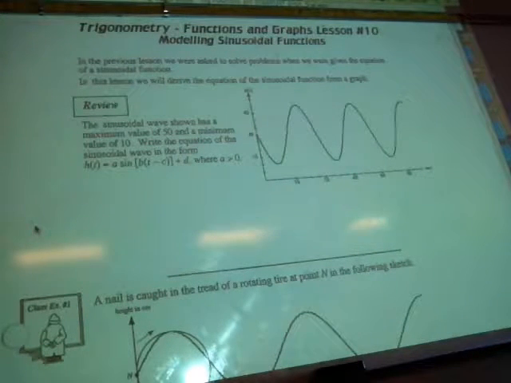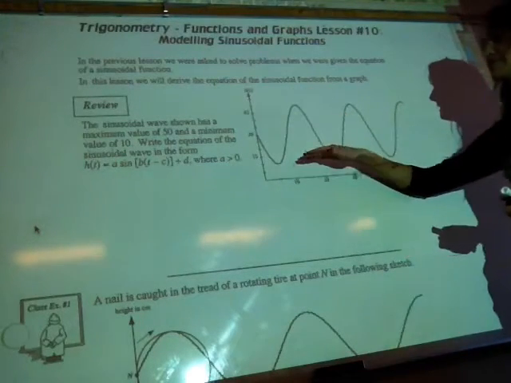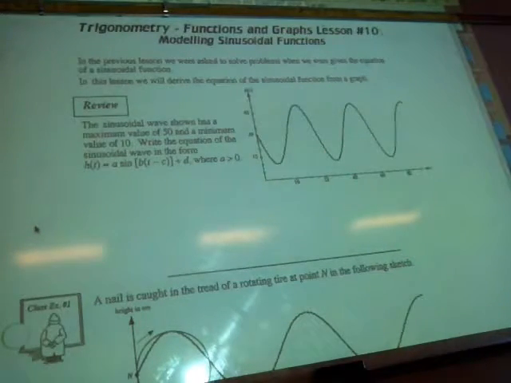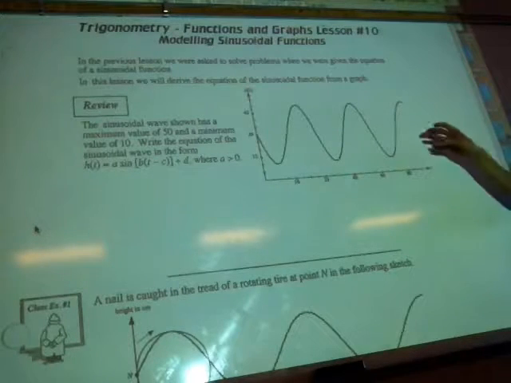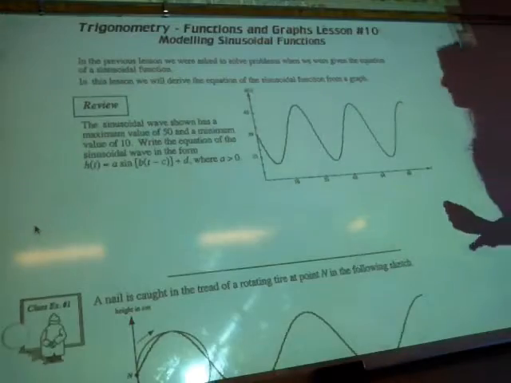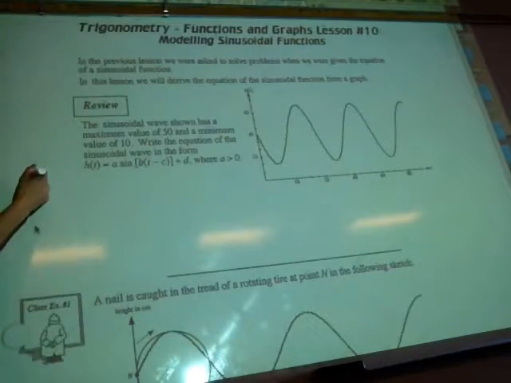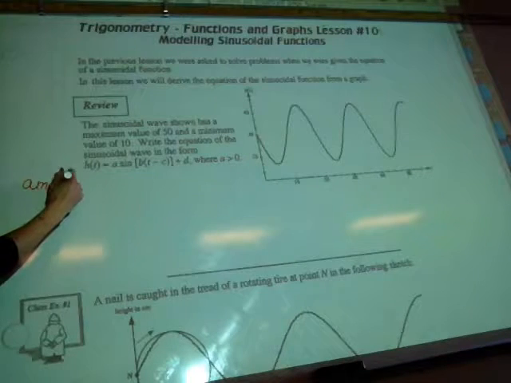Okay guys, we only have a few minutes, so let's do the review. So here we have a sinusoidal wave, and the maximum value is 50, the minimum is 10. We have to figure out what the equation is. This is pretty much review from lessons 7, 8, so hopefully we can do this. First of all, how do I figure out my A? Max minus min divided by 2.